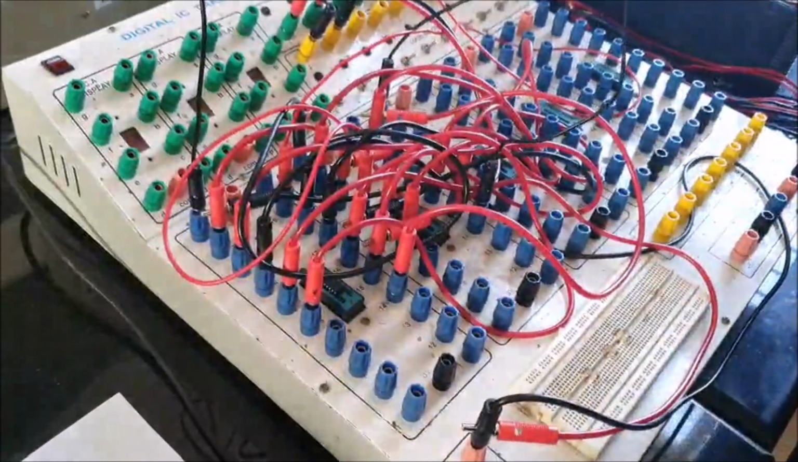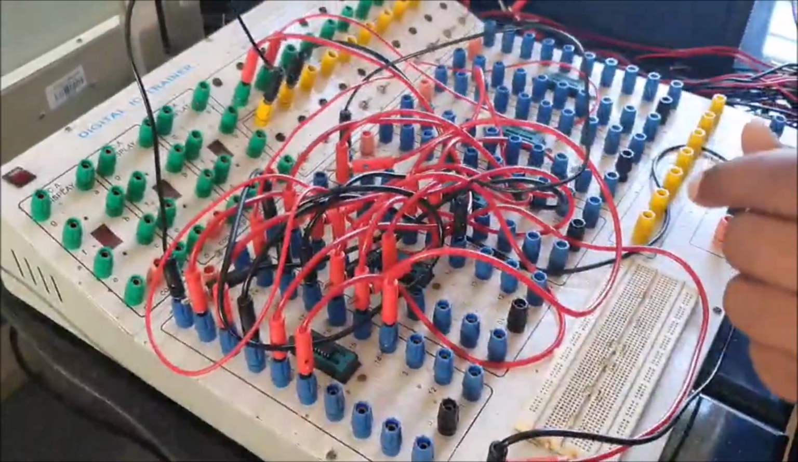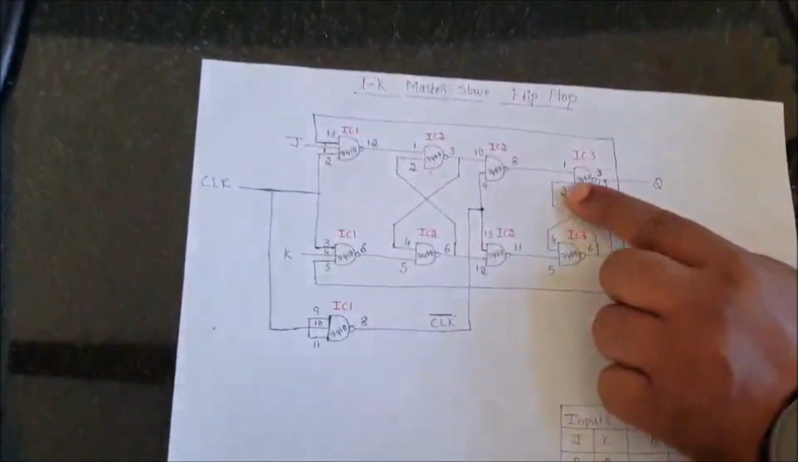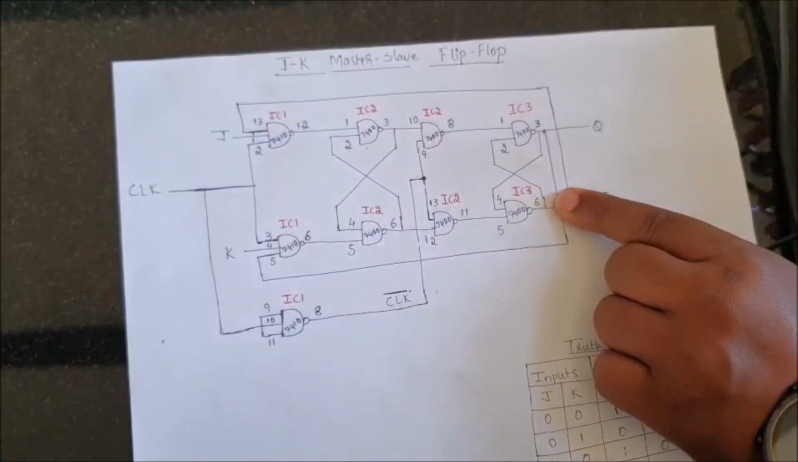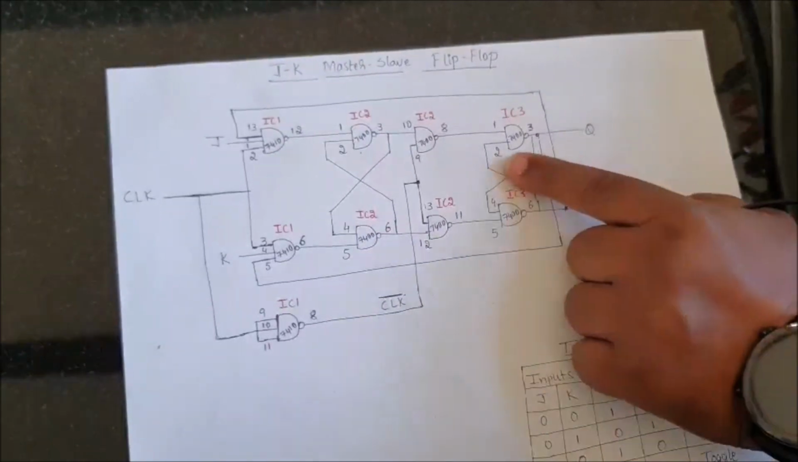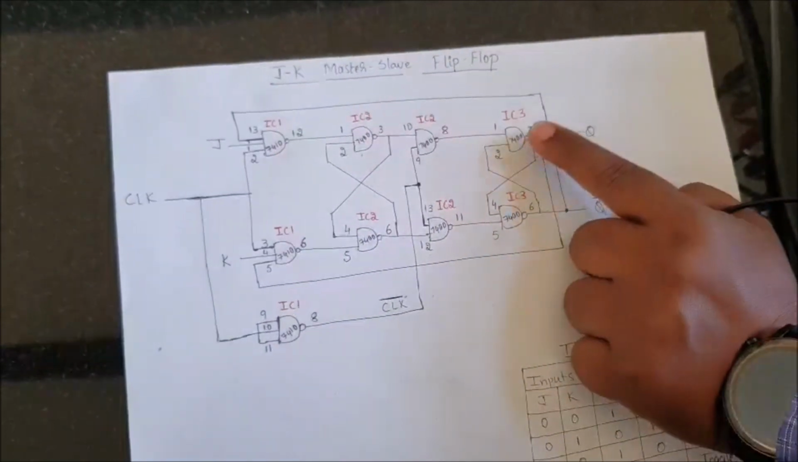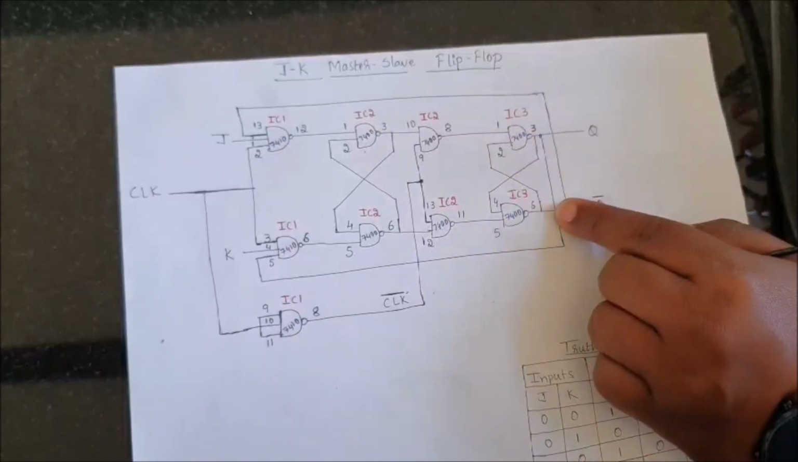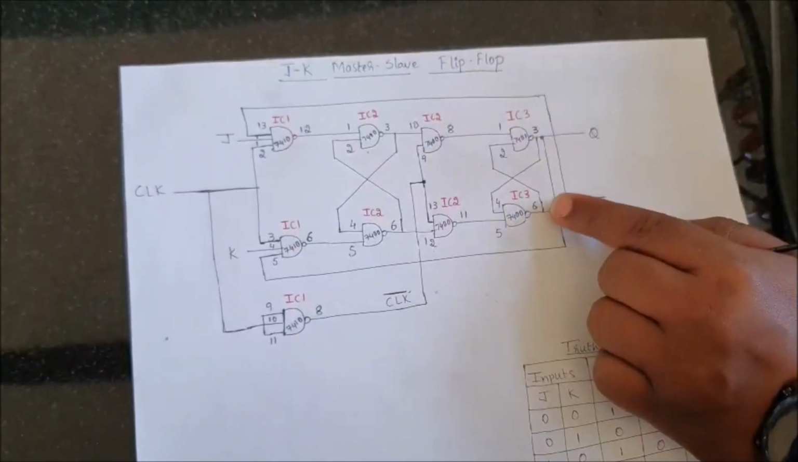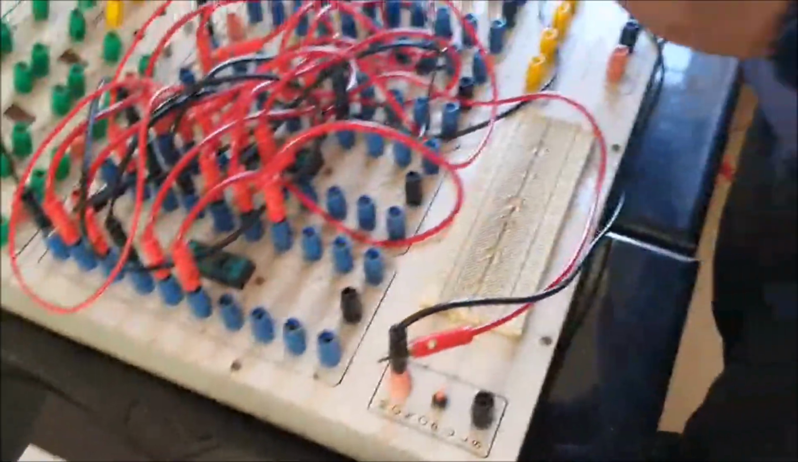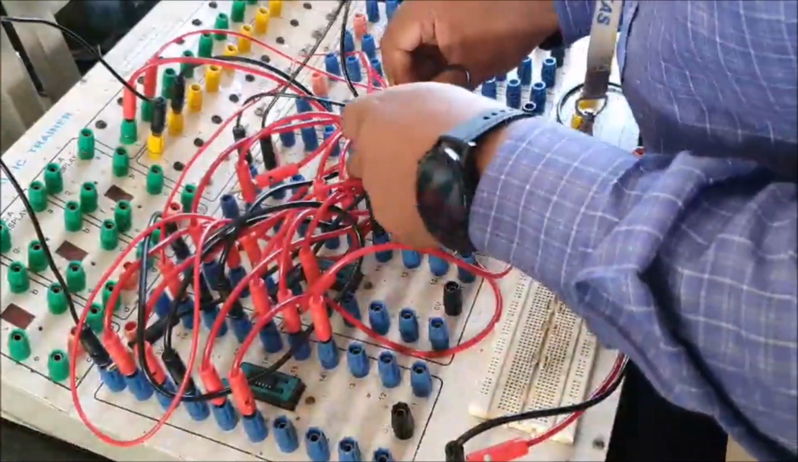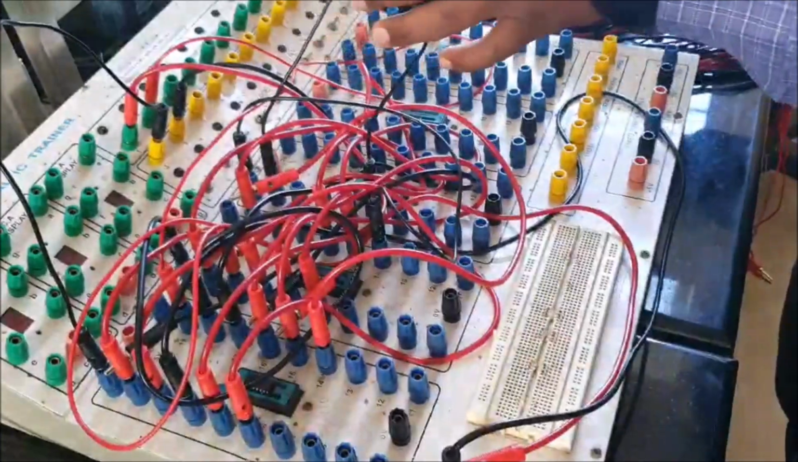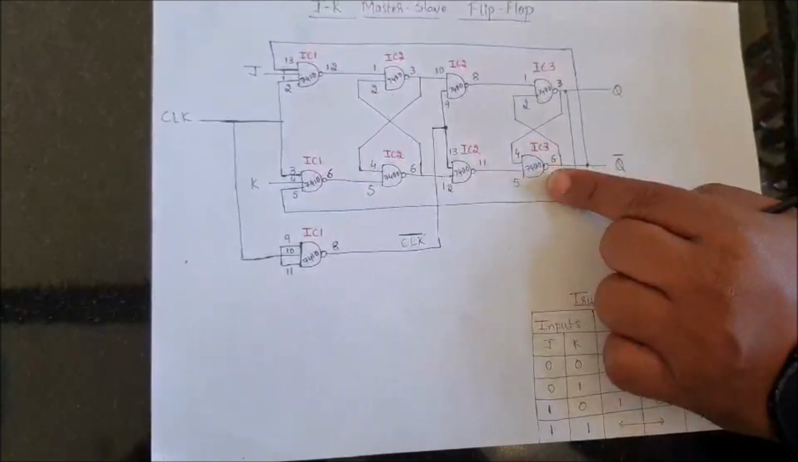So both are the same ICs, 7400, 2 input NAND gates only. Next, another input is from the 6th pin of the same IC, that is IC3, which means that one end of the patch cord is connected to the 2nd pin of IC3, another end is connected to the 6th pin of IC3. See here, one end will be connected to the 2nd pin of IC3, another end is connected to the 6th pin of IC3.